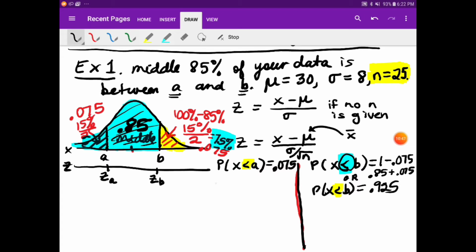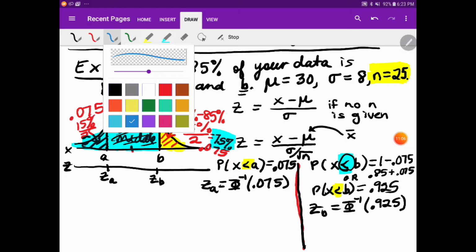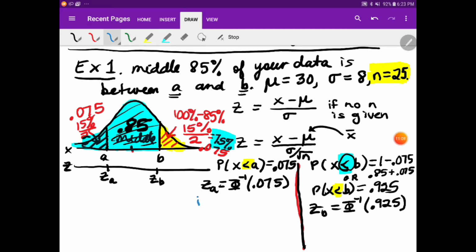So I just want to be real clear. This is ZA, the inverse normal of 0.075, and this ZB is the inverse normal of 0.925. And then let me write right here what I would do on the calculator. I'll write it in blue, just so you know this isn't the normal work that you show. But I think it's important, especially since you're online, to be able to figure it out.